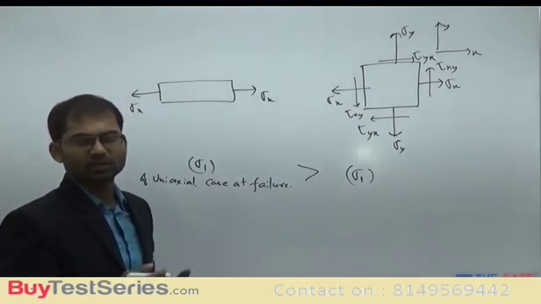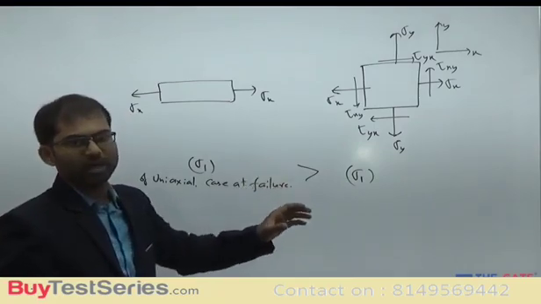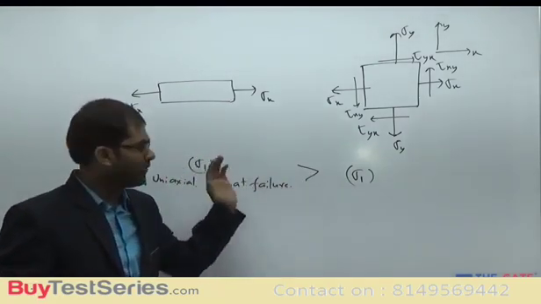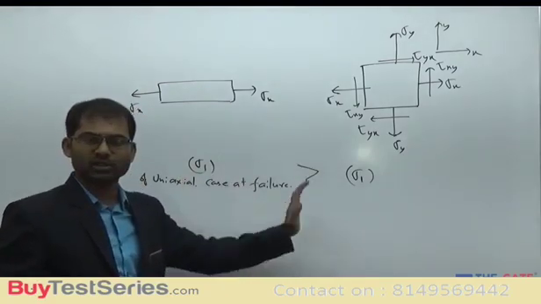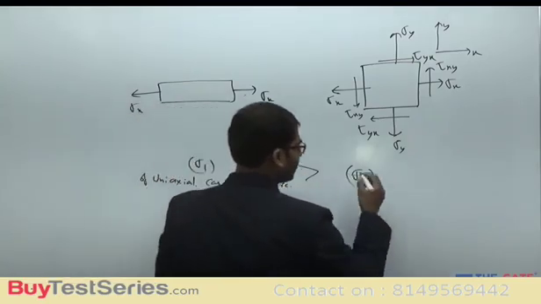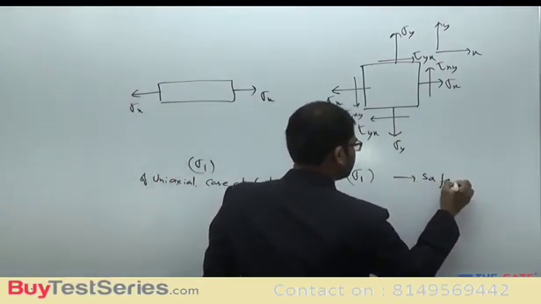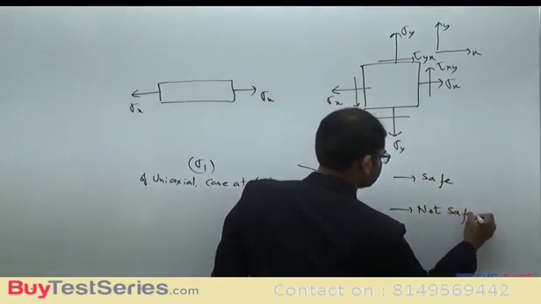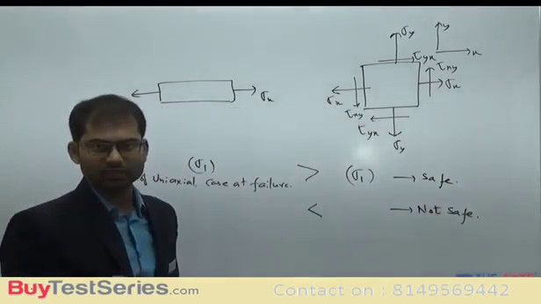But the basic principle of each and every theory is that we have to find the parameter for our combination loading case and compare it with the uniaxial loading case at failure. If it is coming lesser than this value, the metal is going to be safe. If it is not coming lesser, it's not going to be safe. So if this inequality is satisfied, it's going to be safe. If not, it's not going to be safe at all.